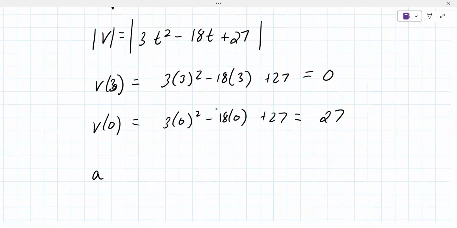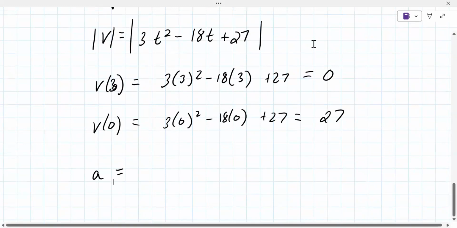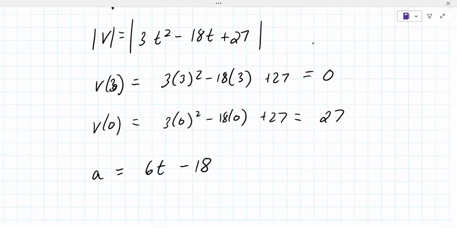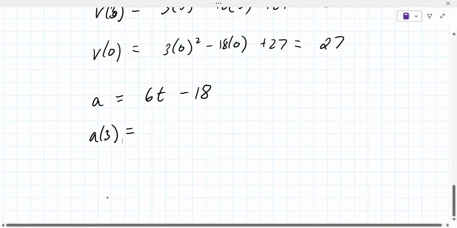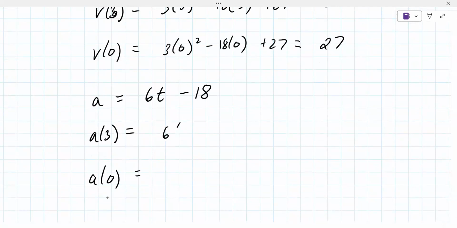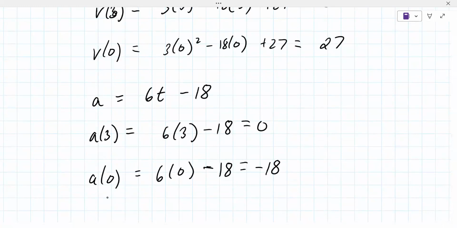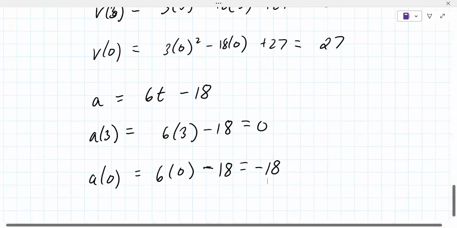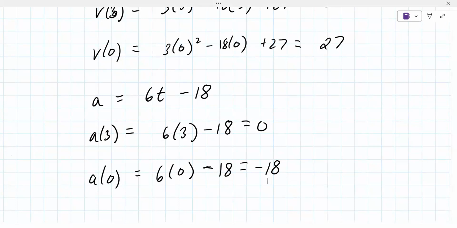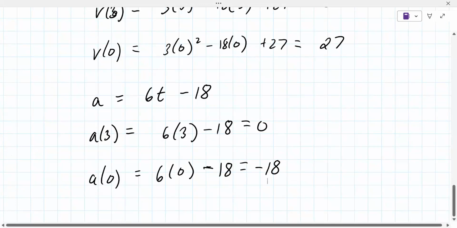And then the acceleration is the derivative of v, 6t minus 18. So you have to find a of 3 and a of 0. 6 times 3 minus 18, 6 times 0 minus 18 is negative 18. And acceleration can be negative. That's okay. It's speed that is always positive. Like when you're driving your car, your speed is always positive, whether you're moving forwards or backwards.